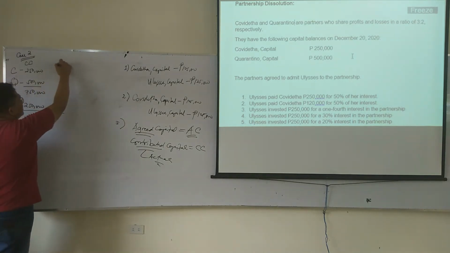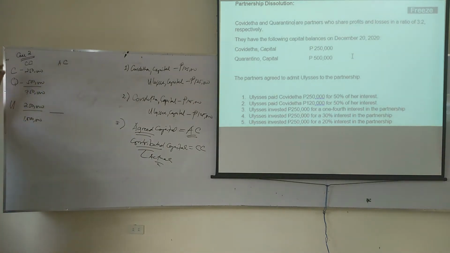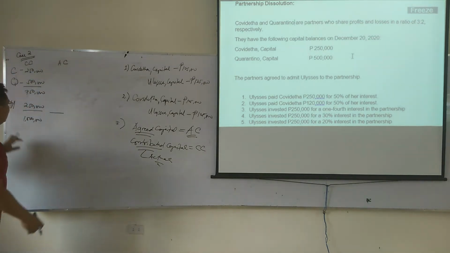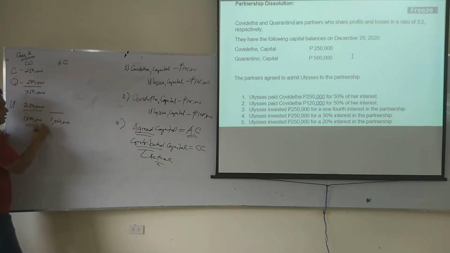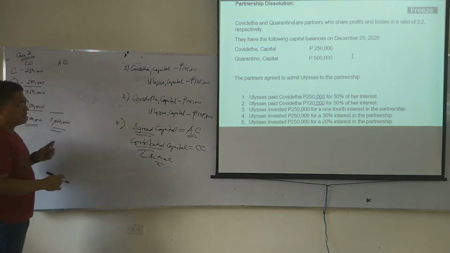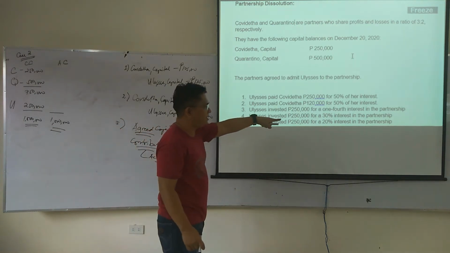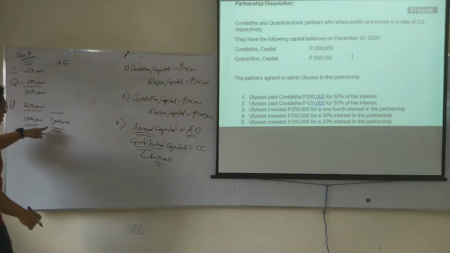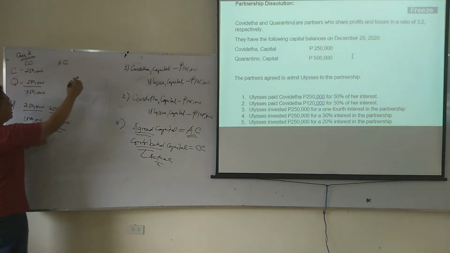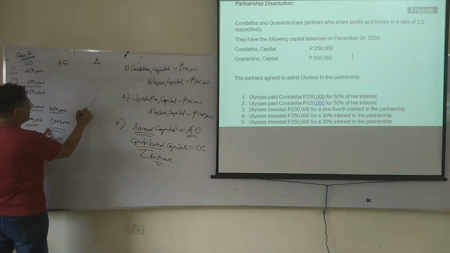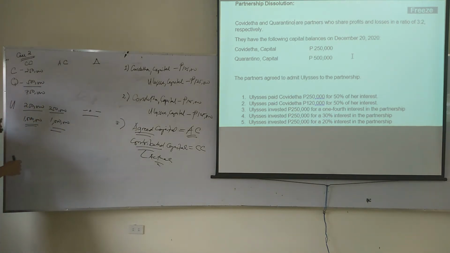Then we have agreed capital. This is what they contributed. The question is how much they agreed. Based on their agreement, Ulysses is to receive 1/4 interest in the partnership. So 1/4 or 25% of 1 million is 250,000. So the change here is 0.